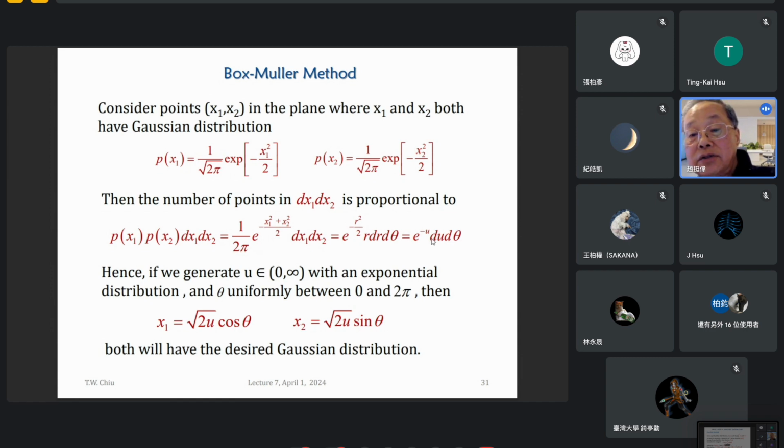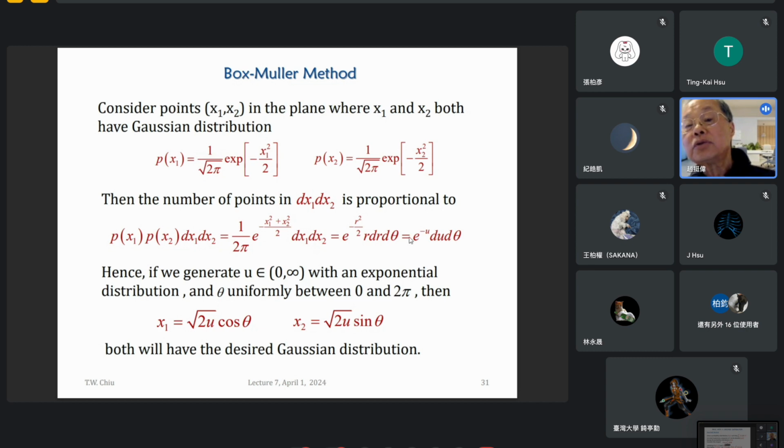Now, if I change the variable, u equal to r squared over 2, or r squared equal to 2u, then I can write this as e to the minus u, and r dr is equal to du, and d theta is the same d theta. So you can write this Gaussian distribution in the x1 direction and also in the x2 direction together, and in terms of u, u is an exponential distribution.